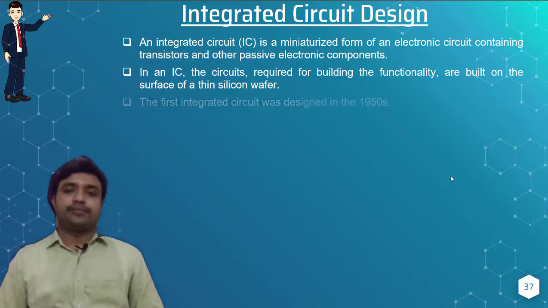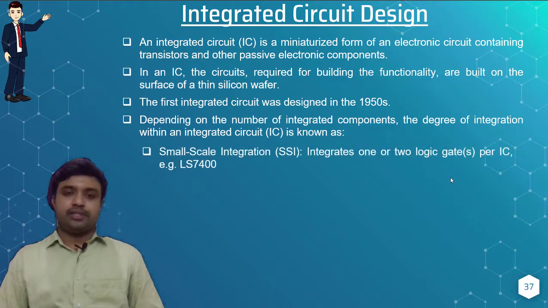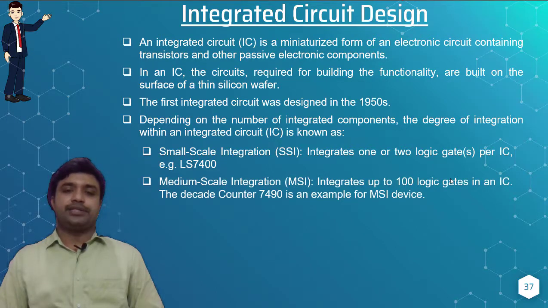The first integrated circuit, or IC, was designed in the 1950s. Depending on the number of integrated components, the degree of integration within an integrated circuit is known as follows. First is small scale integration, SSI, which integrates one or two logic gates per IC. An example for SSI is the 74LS00. Next is medium scale integration, or MSI. It integrates up to 100 logic gates in an IC. The decade counter 7490 is an example of an MSI device.